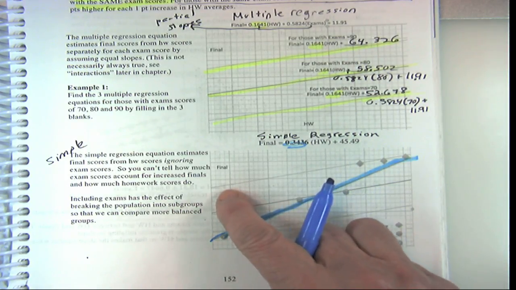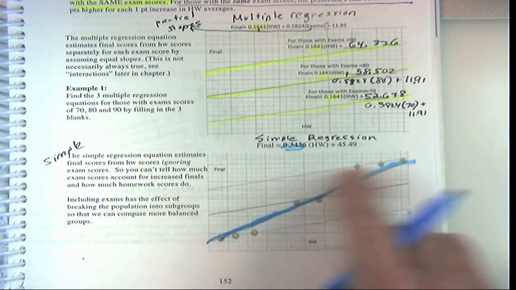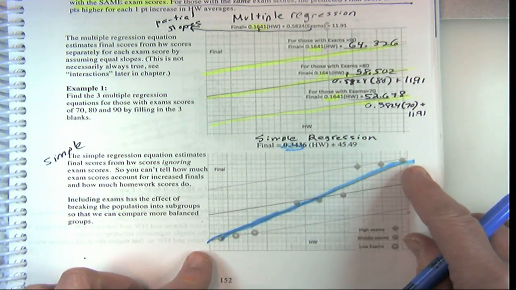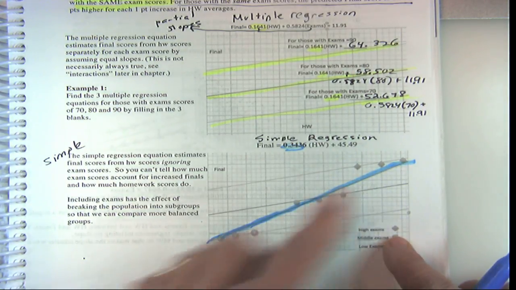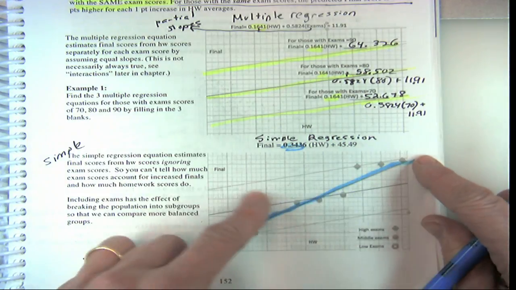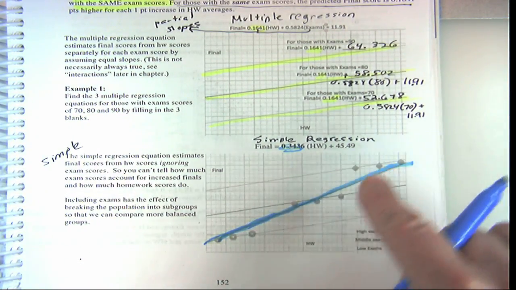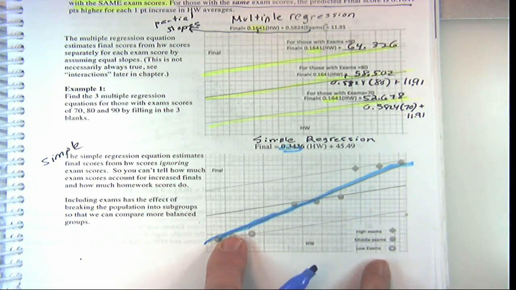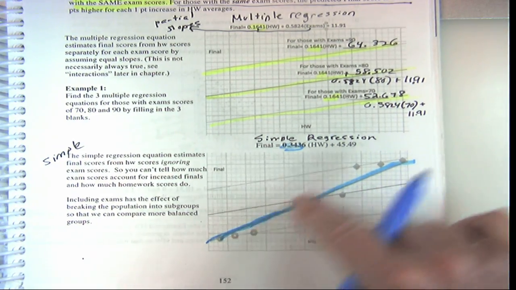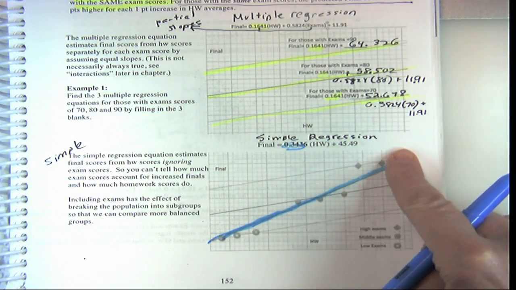I've drawn in the stratified ones right here after controlling for exams. So the idea is, look, people have higher homework scores. These are the people with the high homework scores. They also have high exams. They have higher exam scores. And the ones who have the low homework have lower exam scores. So it's mixing up those two things.